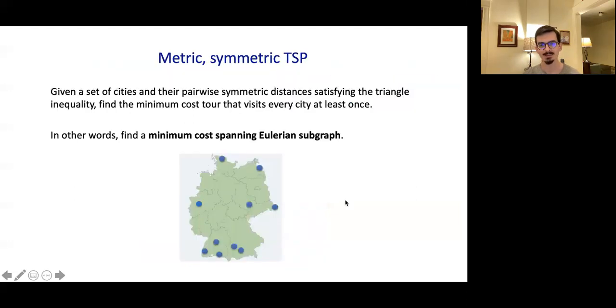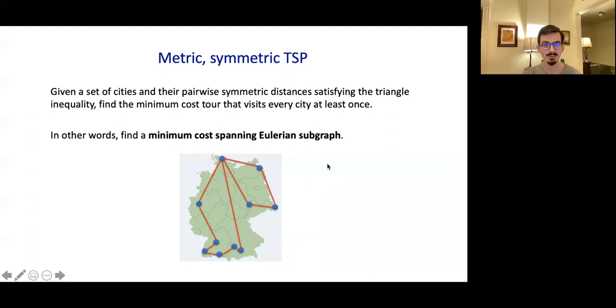In the traveling salesperson problem, you're given as input a list of cities and their pairwise symmetric distances, which form a metric. And the goal is to find the minimum cost tour, which visits every city at least once. And this can either be phrased as finding the minimum cost Hamiltonian cycle, like this, or as finding a minimum cost Eulerian subgraph, so like this. These formulations are actually the same under the triangle inequality. And I'll work with this second formulation here in bold.